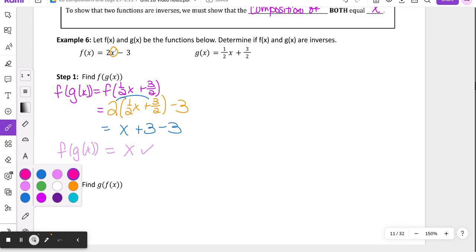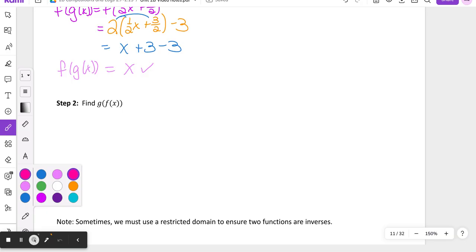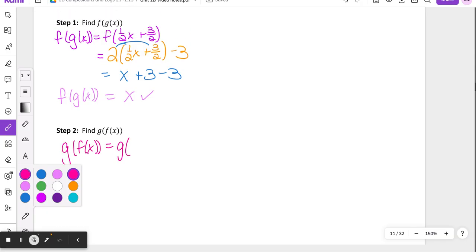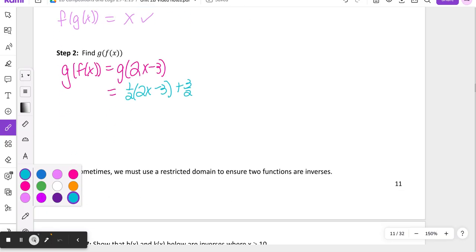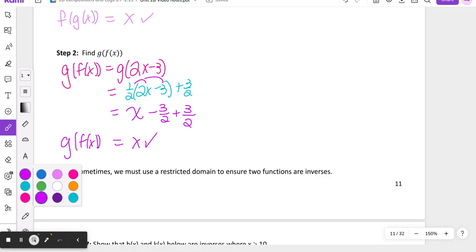And now similarly, let's do the same thing for g of f of x. So all your work should be labeled. It should be clear. We should be able to follow it. Don't skip too many steps. So f of x is 2x minus 3. That's going to go into g. So now it's 1/2 times that quantity plus 3/2. We're going to distribute. So x minus 3/2 plus 3/2. Those 3/2 will cancel. g of f of x equals x.